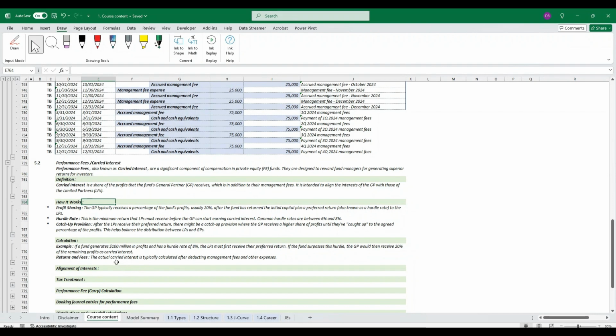Returns and fees. The actual carried interest is typically calculated after deducting management fees and other expenses. Again, this is just to go through the basic concept. And I have 9 models in my fund compensation structures to go through different scenarios.